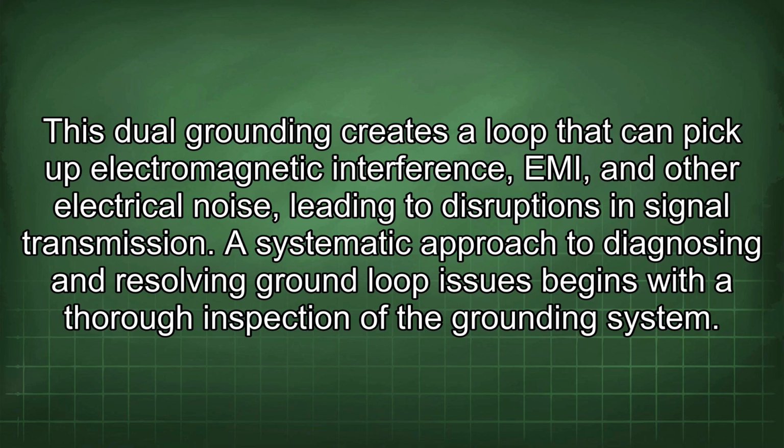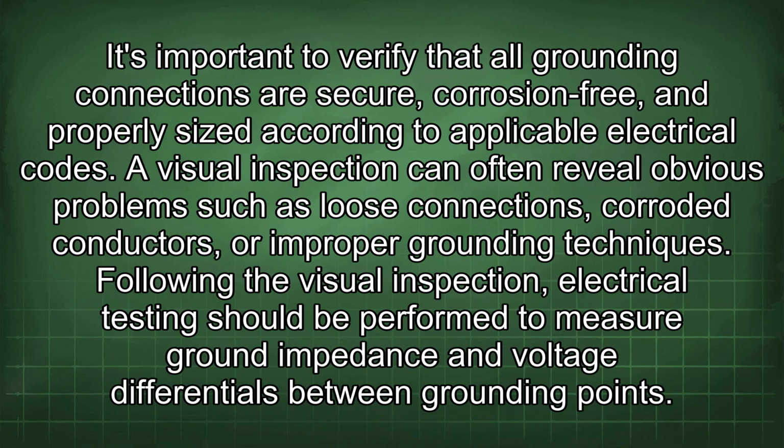A systematic approach to diagnosing and resolving ground loop issues begins with a thorough inspection of the grounding system. It's important to verify that all grounding connections are secure, corrosion-free, and properly sized according to applicable electrical codes. A visual inspection can often reveal obvious problems such as loose connections, corroded conductors, or improper grounding techniques.